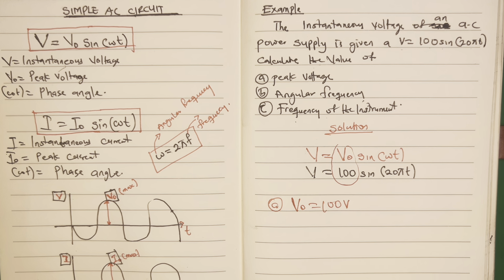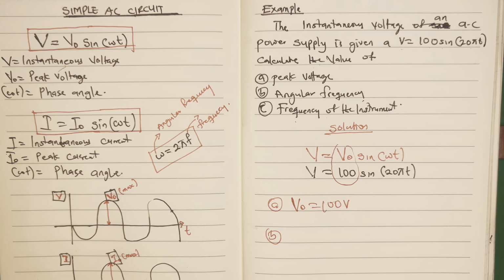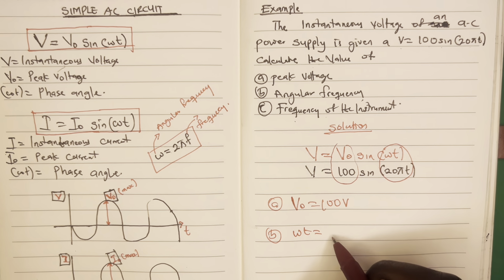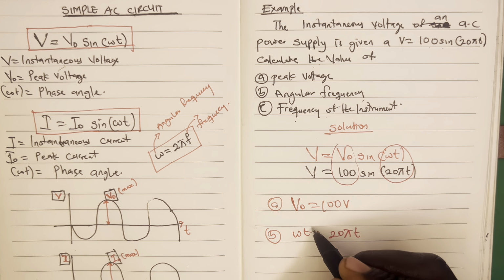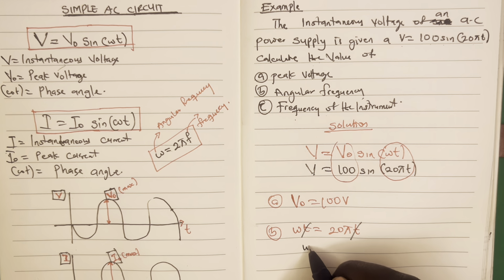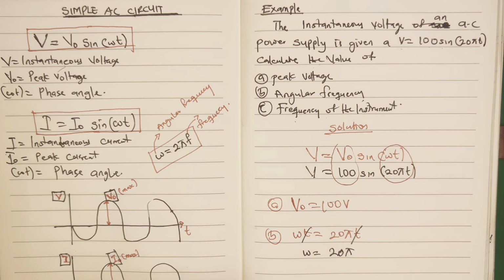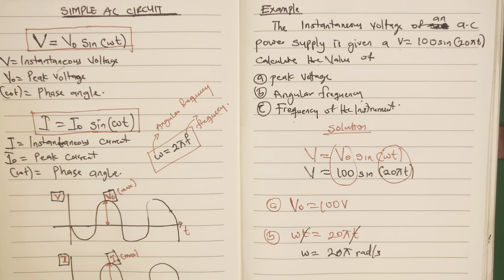Very simple and straightforward. Now for part B, that is the angular frequency. The angular frequency is omega, and we can compare these two equations. We can say omega t equals 20 pi t, and we cancel t out, so we are left with omega equals 20 pi. The unit of omega is rad per second, so we have 20 pi rad per second. Very direct like that.